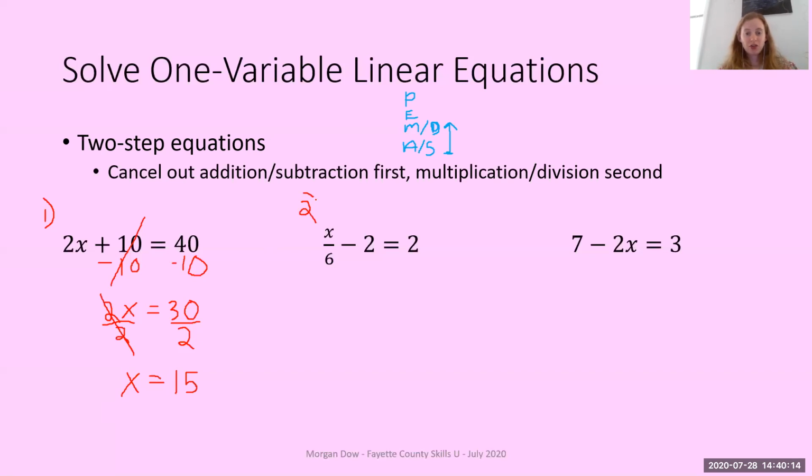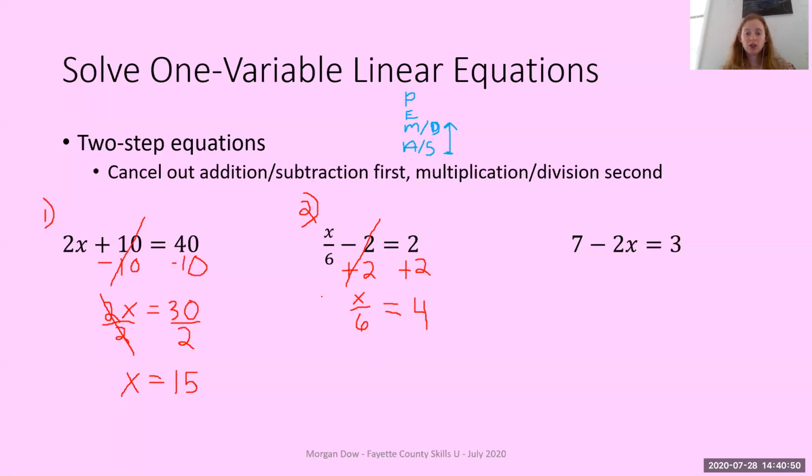I see division, right? x over 6, x divided by 6, and I see subtraction. We're going to cancel out the subtraction first. Come over to the other side, do the same thing. Bring down the equal sign. What do we have left? We've got x over 6 on the left side, and we've got 4 on the right side. So the subtraction's gone.